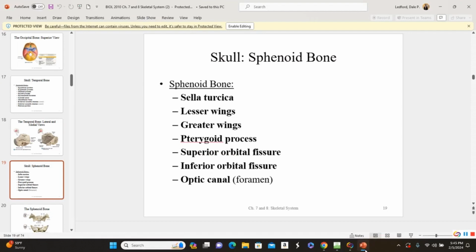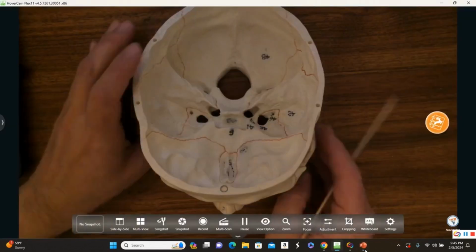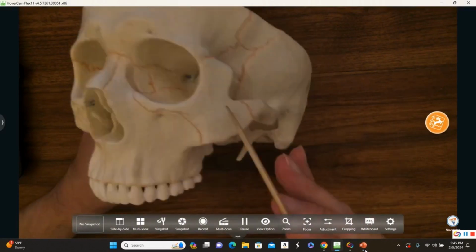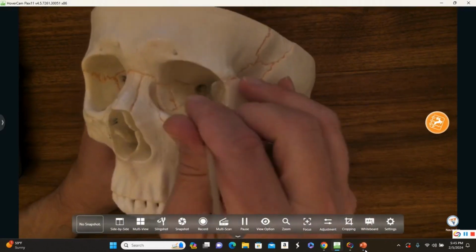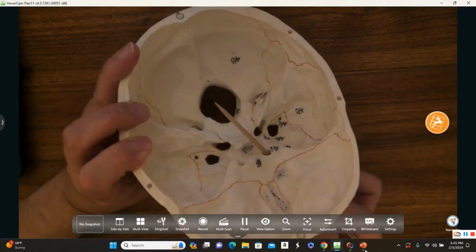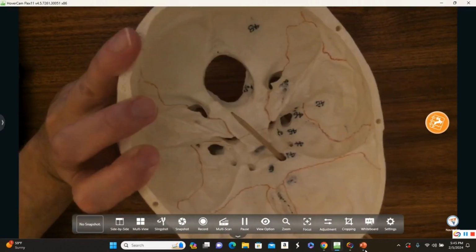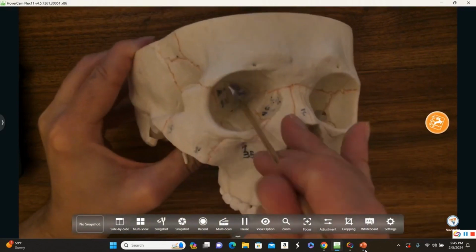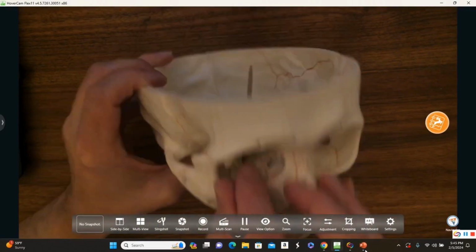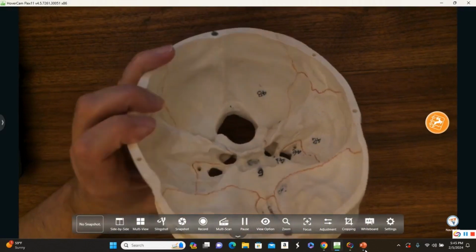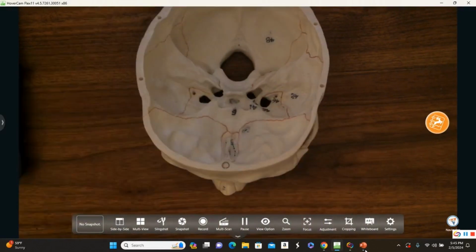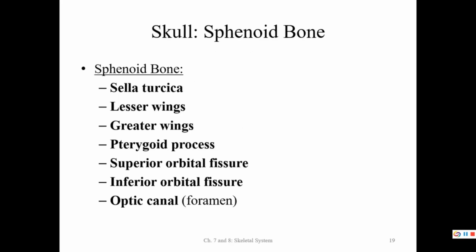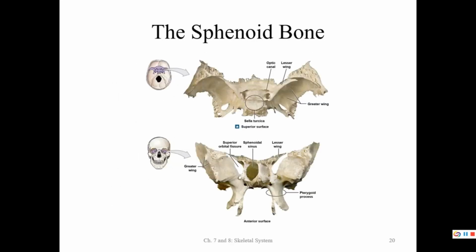The optic canal or optic foramen. To find it, look inside the eye socket, and right there we have it. It comes out right here, at the sella turcica. Here and here. And here are some diagrams.